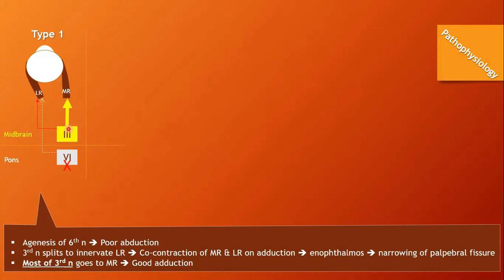And that's why the globe retracts and there is narrowing. Since the majority of the third nerve goes to the medial rectus, the adduction is normal. You can see here the yellow arrow is thick because the majority of the third nerve, one of the inferior branches, goes to the medial rectus. But a small branch goes to the lateral rectus.